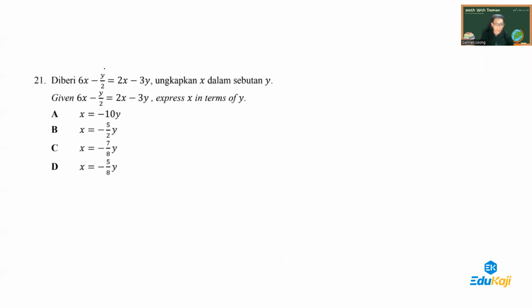Question 21. Express x in terms of y here. So put all the x terms on the same side first and all the rest on the other side. If you want, you can get rid of the fraction first. It's up to you. So let's say I leave it as a fraction. 6 minus 2x equals negative 3y. This one minus becomes plus y over 2. Y over 2 means half y. So this is 4x equals negative 3 plus half.